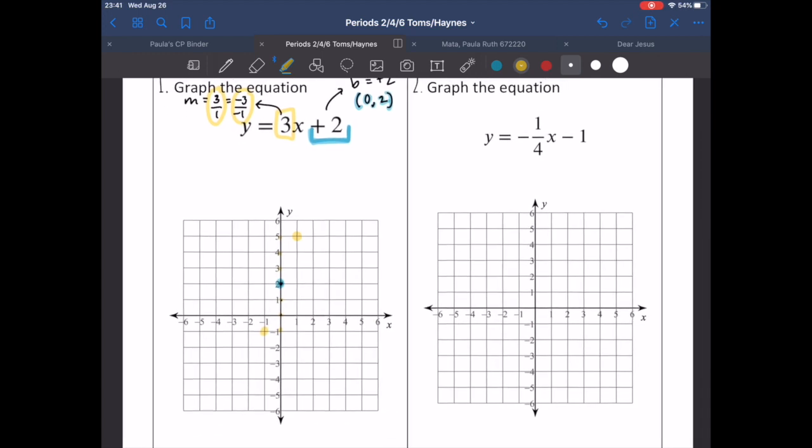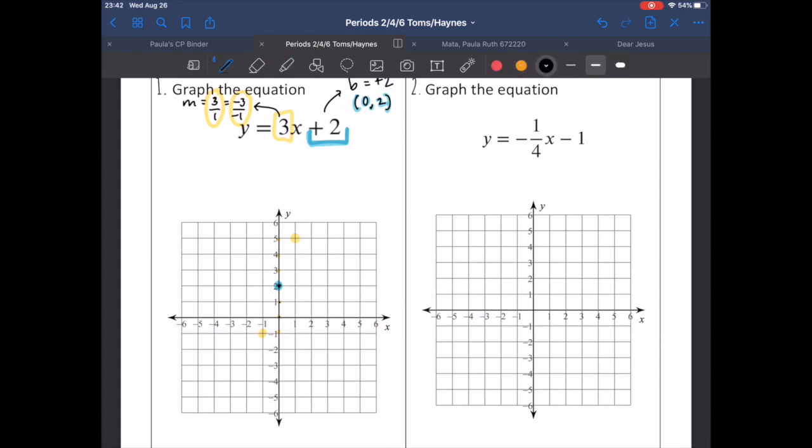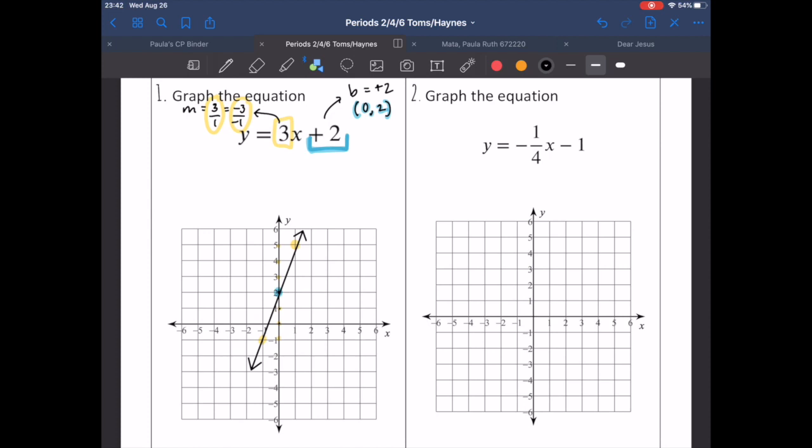Okay, check that out. So now I have enough points, I'd say, where I can go ahead and connect the dots and make my line. There it is. There's the graph for equation number 1. Okay, now let's look at graph number 2. Graph number 2 right here starts with a negative 1.